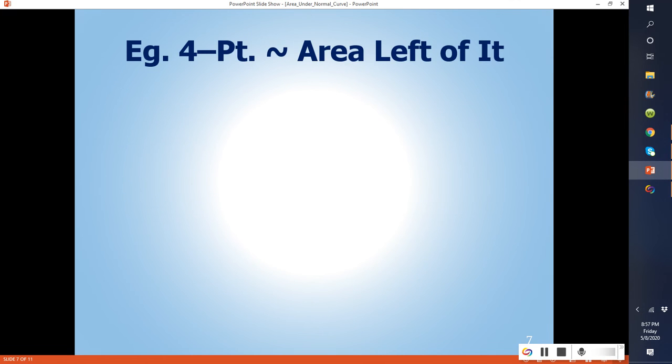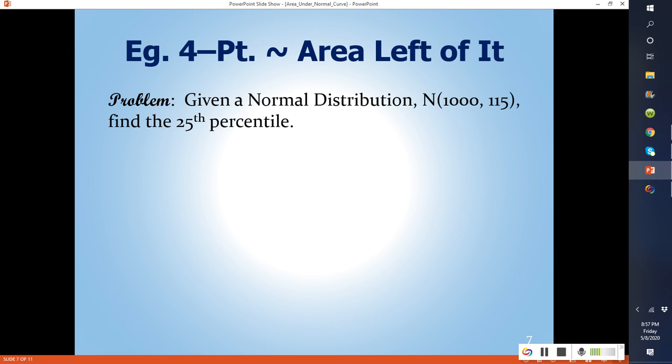Okay, so let's do a real life problem for this type of problem. In other words, we want to find a point corresponding to an area to the left of it. It could be a z value or it could be an x value, but we need to find a point that corresponds to the area left of it. So the problem states that the normal distribution is N(1000, 115). Again, that means mu is 1000 and sigma is 115.